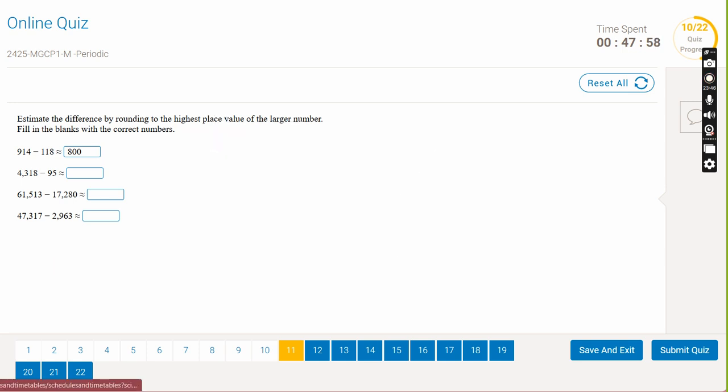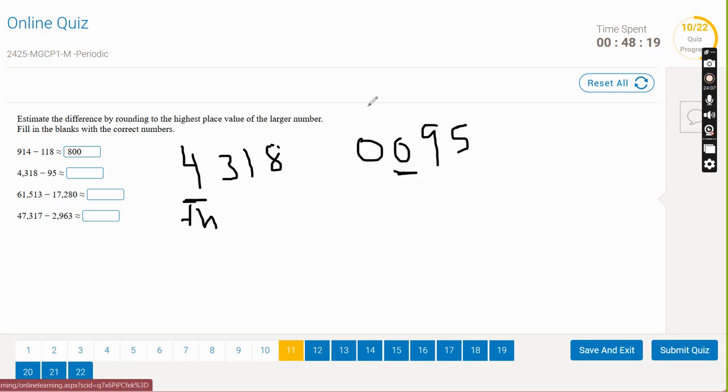Now the next one. Here, the larger number is 4318, right? But what do you do here? In the next number, you have 95. Now, in 4318 the highest place value is what? Thousands. We don't have any thousands in 95. We would have to add a lot of zeros, and that's incorrect. Adding a 0 is fine if they're looking for the hundreds, or for the thousands, sorry.